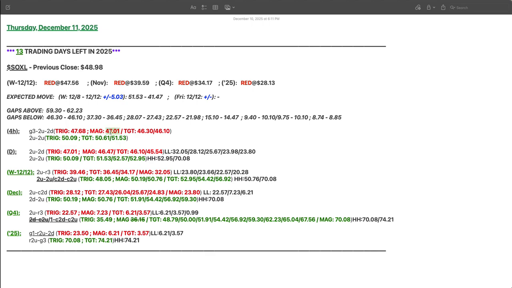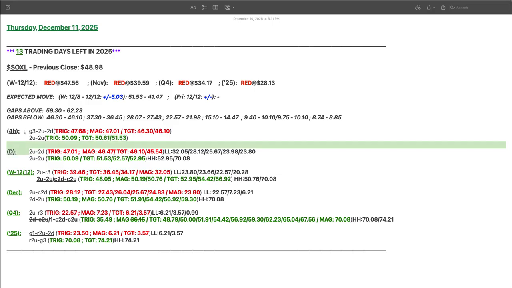Not a whole lot of magnitude there to get, but if you tag it right, you could make some decent profit. If you're getting multiple contracts in the money, maybe just right at the money, and you nail your entries and exits, make some good money there. But we've got some extended targets out here for you as well if we start to build some momentum. That 46.10 is the close of that gap, so maybe that's what's in store for tomorrow if we really build some momentum. To the upside, we would have a 2 up continuation triggering at 50.09, and we've got some targets out here of 50.61 and 51.53. That would roll us into the day.